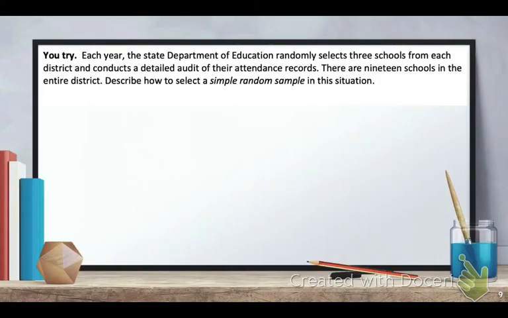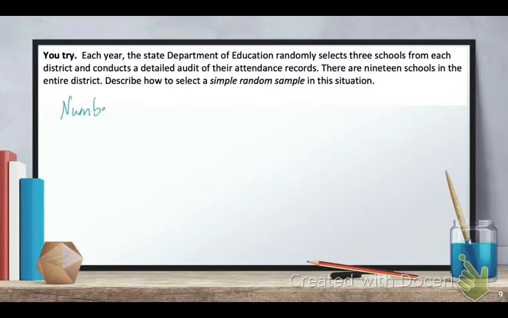All right, now you try. Each year the State Department of Education randomly selects 3 schools from each district and conducts a detailed audit of their attendance records. There are 19 schools in the entire district. Describe how to select a simple random sample in this situation. Pause the video, come up with an idea and write it down, and then come back and we'll compare answers. All right, welcome back.